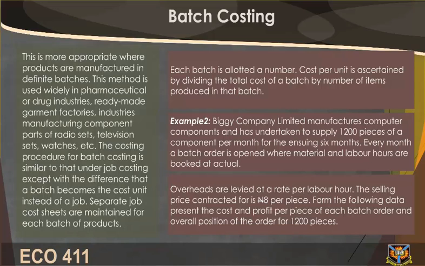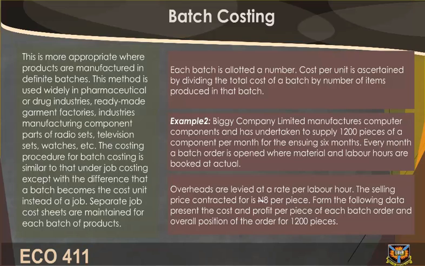The costing procedure for batch costing is similar to that under job costing, except with the difference that a batch becomes a cost unit instead of a job. Separate job cost sheets are maintained for each batch of products. Each batch is allotted a number. Cost per unit is ascertained by dividing the total cost of a batch by number of items produced in that batch.